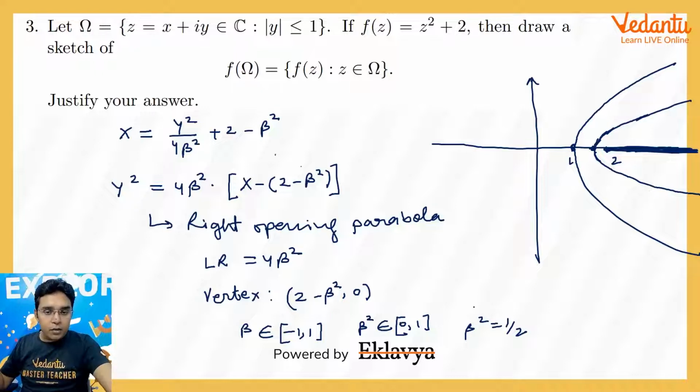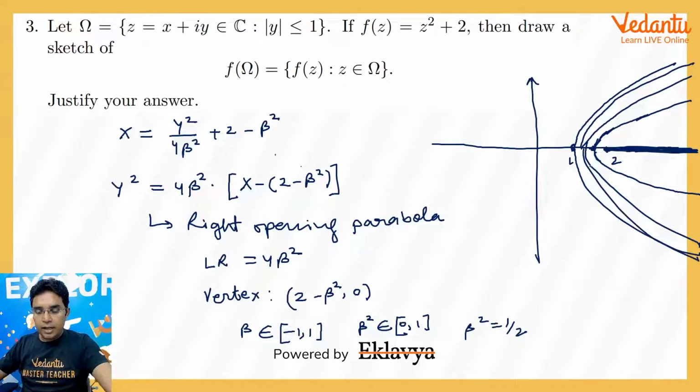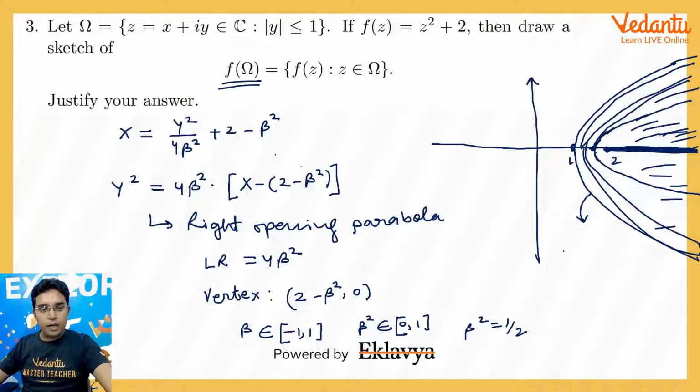Now if I try to plot all the β from -1 to 1, β² will be from 0 to 1. You can see the vertices will be lying here to here, and parabolas will be lying like this. So all the region lying inside this parabola, inside means where focus of a parabola lies. So this is where my region will be for this F(ω). In fact, we can give the equation of this boundary parabola, that will be y² = 4(x − 1), I think. Yeah, x − 1. So that is the answer for this question.